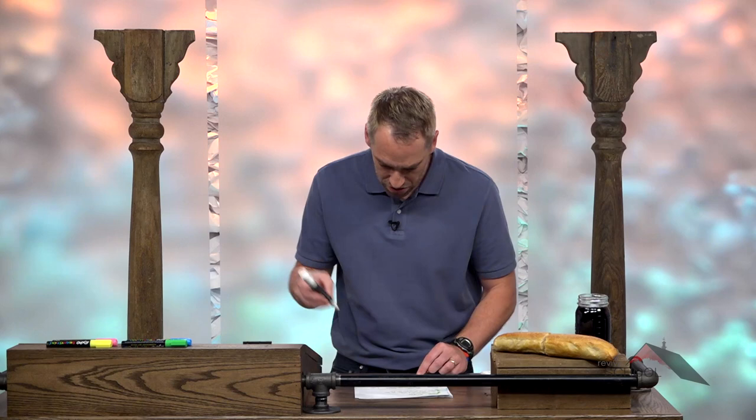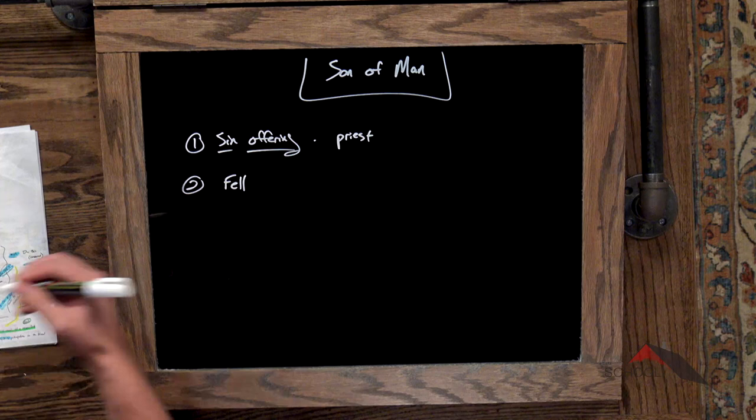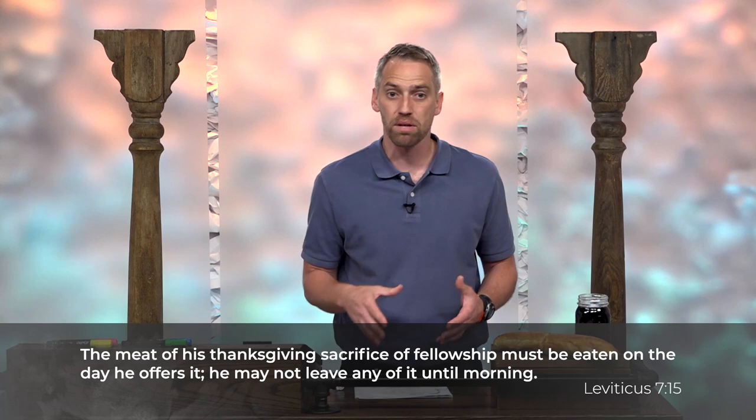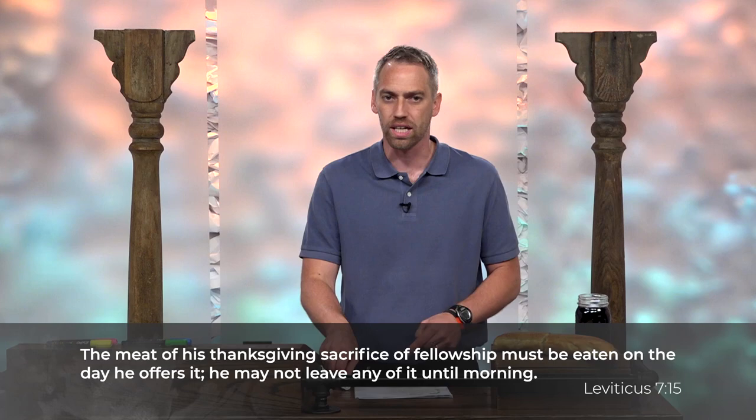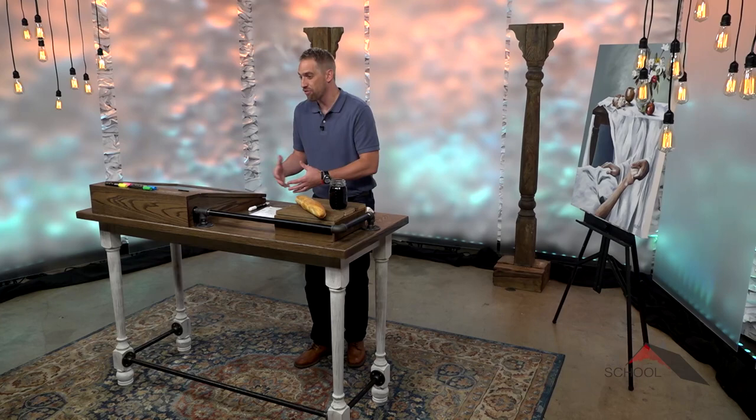Now also, Kevin, would you go to Leviticus 7:15? Remember, this is all they knew, you guys. All they knew was offerings and sacrifices. So here you have a fellowship sacrifice. You guys remember who got to participate in a fellowship sacrifice? Look, Leviticus 7:15. "The meat of his thanksgiving sacrifice of fellowship must be eaten on the day he offers it. He may not leave any of it until the morning." So here you have two people.